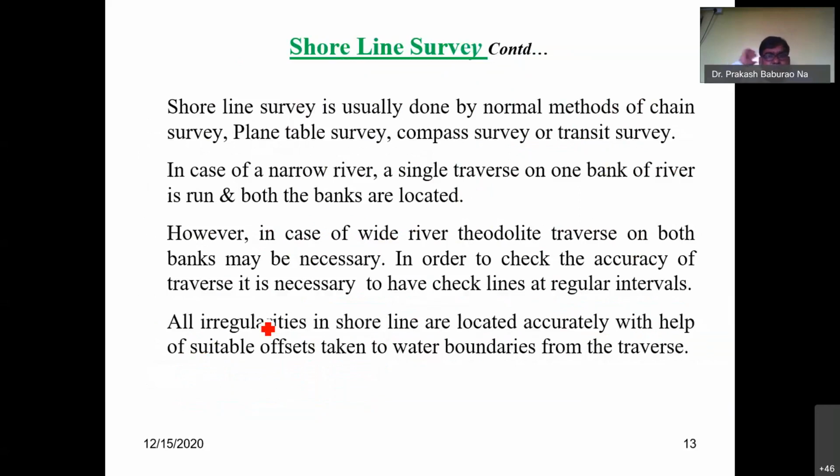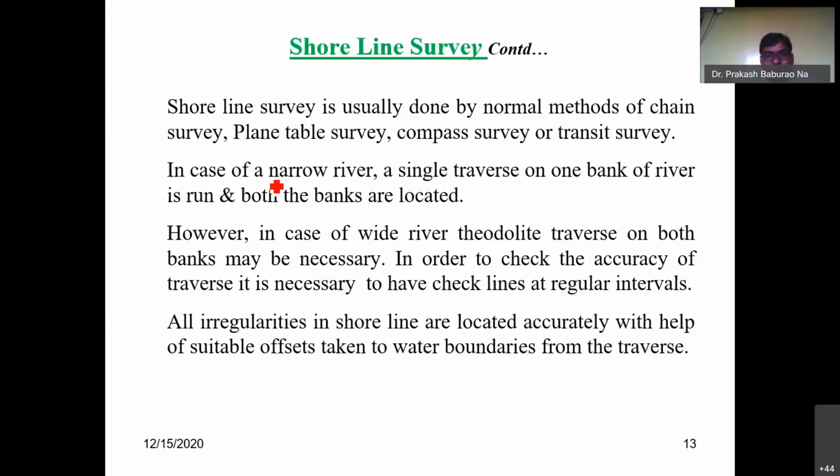Now shoreline survey is usually done by the normal methods of chain survey, plane table survey, compass survey, or transit survey. Nowadays, you can utilize GPS. In the case of a narrow river, a single traverse may be useful. If it is a broader or wider river, then definitely you have to go for traversing on both sides of the river.